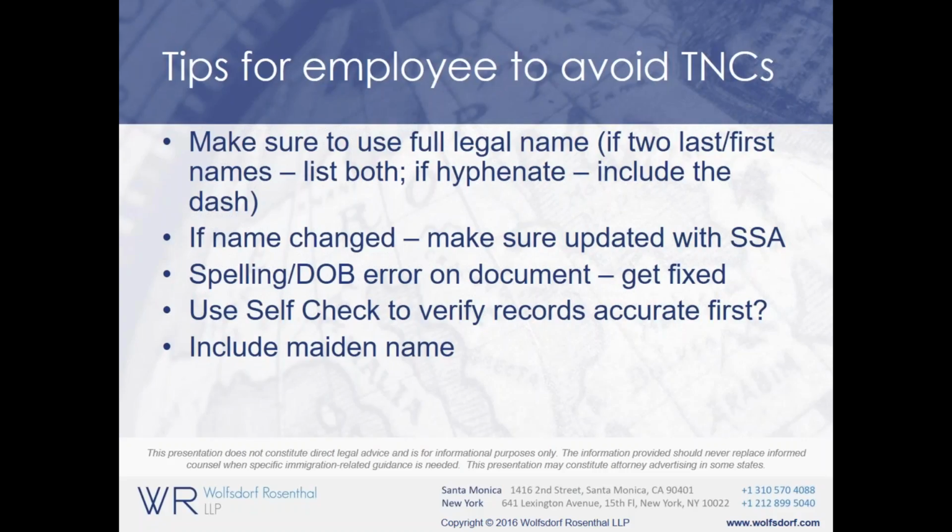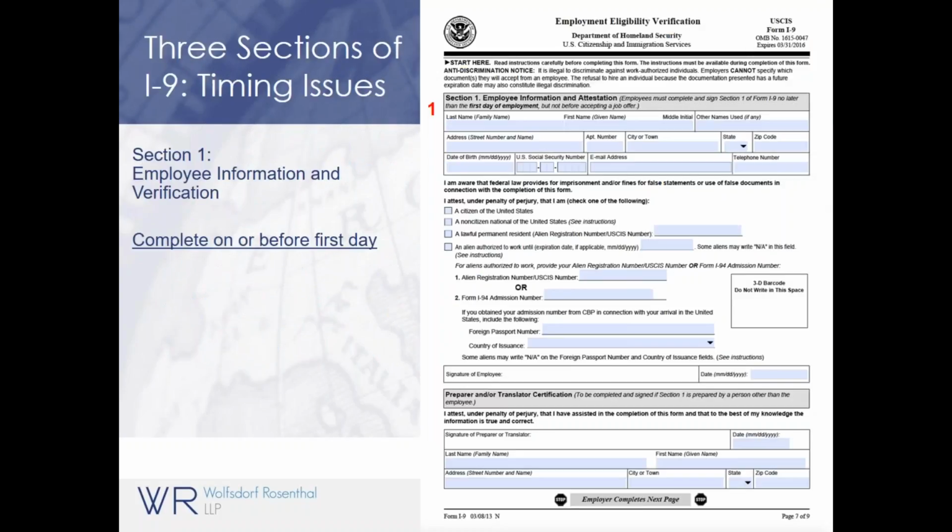If your name's changed, make sure that that's updated with the Social Security Administration. Any kind of spelling or date of birth errors on any kind of documents can lead to these tentative non-confirmations. You can use self-check to verify that your records are accurate first. Always make sure to use your maiden name if applicable.